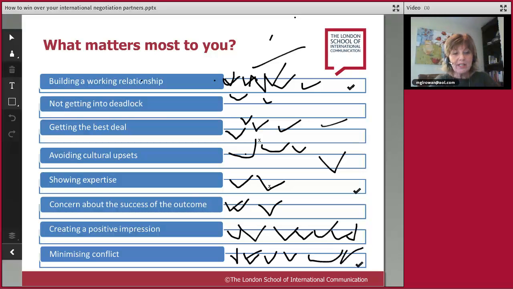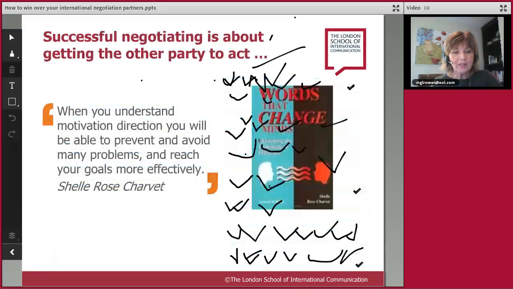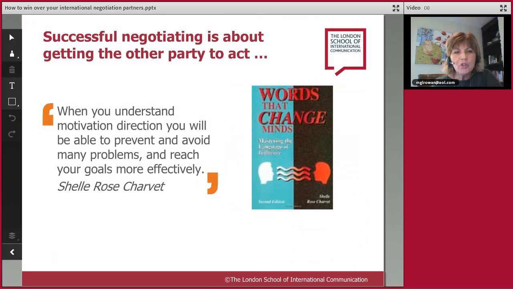Because the reason that we do things is all about action and motivation. And so let's have a look at that. Negotiating is all about getting someone to act. You need the other party to do something to be able to get an outcome. And in the words of Shelley Rose Charvet, when you understand the motivation direction, you will be able to prevent and avoid many problems and reach your goals more effectively.